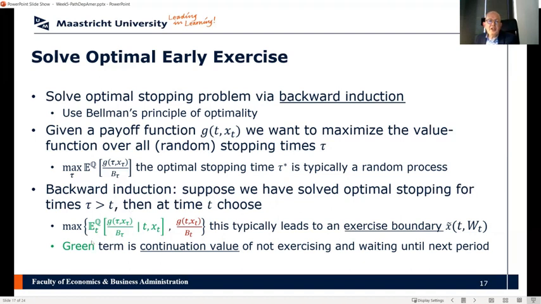So with backward induction, it's relatively easy to solve this optimal stopping problem because you make two separate computations. You first compute the continuation value. What's the value of not exercising and waiting until the next period? And I compare that to the value of immediate exercise. And obviously, I maximize my value by taking the best of two options for each possible state of the world. And once I've solved it for time slice t, I then move back one more time slice and basically resolve this optimization problem.